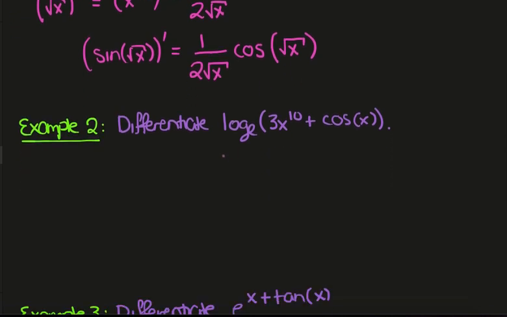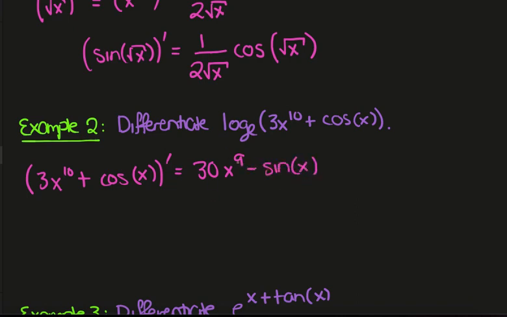Okay, so if you look at this example, here we have the logarithm of 3x to the 10 plus cosine x. So we'll differentiate the inside function, in which case we have to differentiate 3x to the 10 plus cosine x. So the derivative of that is 30x to the 9 minus sine x. And the derivative of a logarithm is 1 over x.